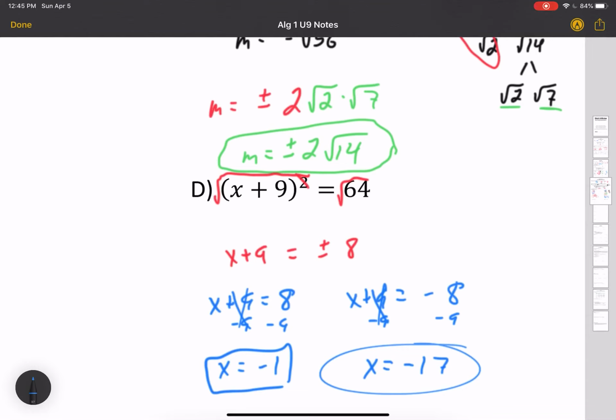Okay? Remember, what this means is that if I were to graph this quadratic, it's going to cross the x-axis at negative 1 and negative 17. We need to include both those answers because both of them are solutions to this quadratic.